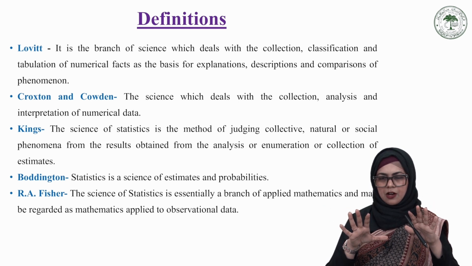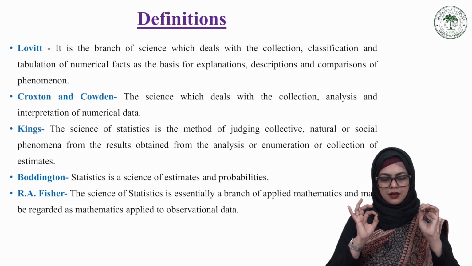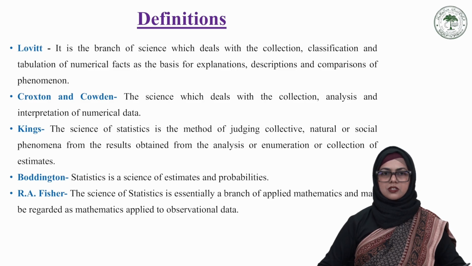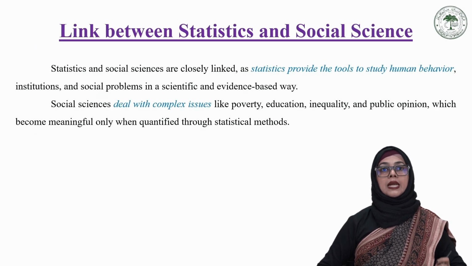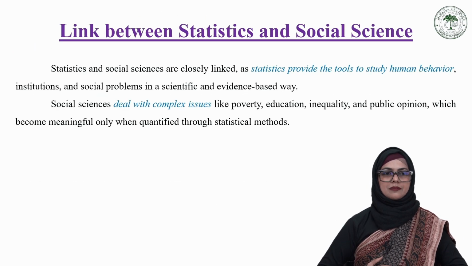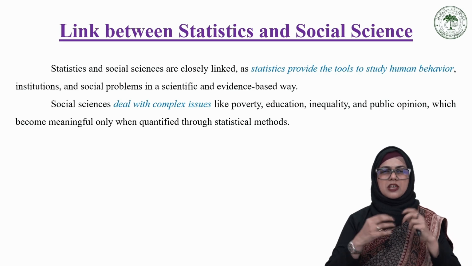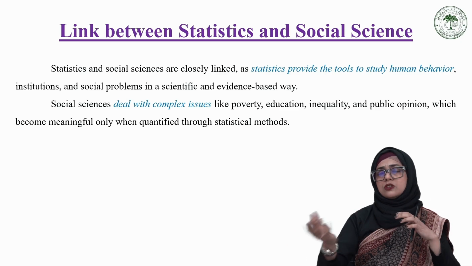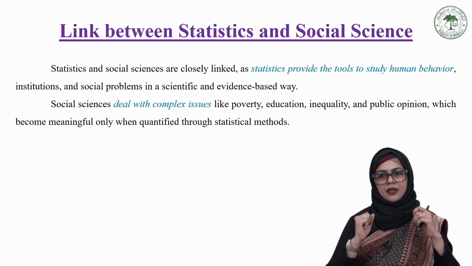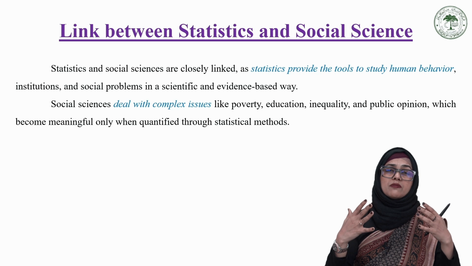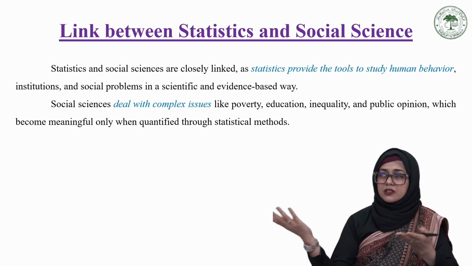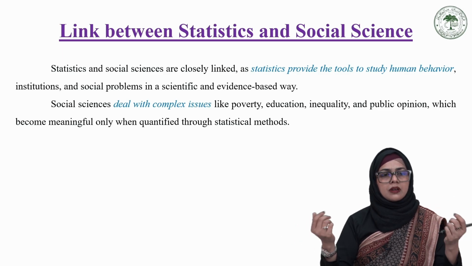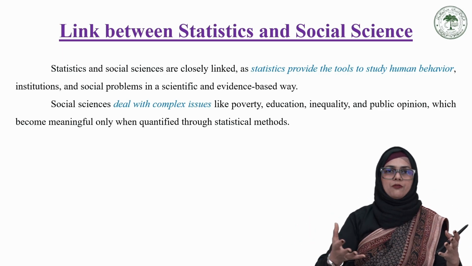Okay, so till now let's put a pause at this particular definition. These are the 5 definitions given by the famous statisticians. Now let's move forward to linking statistics with social science. How are statistics and social science closely linked together? Because statistics provides all the tools to study human behavior. And social science, on the other hand, deals with such complex issues in society, like poverty, education, equality, public opinion, and we want to make all this meaningful.